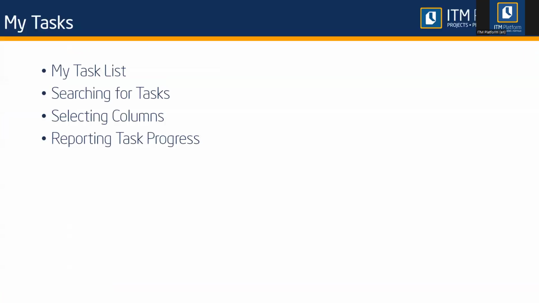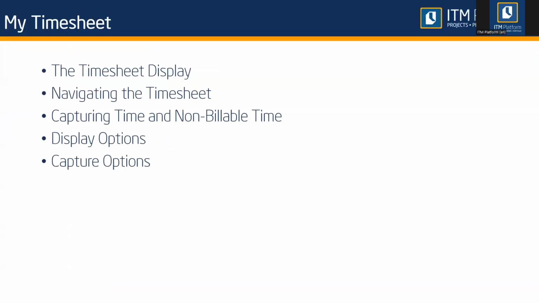Now, let's move forward to the next area, my timesheet. My timesheet is where you're going to capture your time. I'm going to describe in a few seconds the timesheet display, and I'm going to show you how to navigate the timesheet. Sometimes you need to go backwards or forward. I'm going to show you how to capture time and non-billable time and what is the difference between those two, and some display options and capture options that you might find useful.